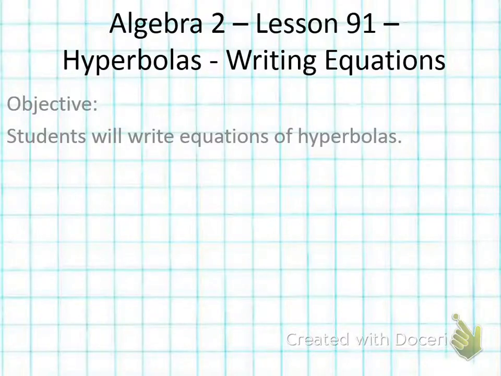Alright, this is lesson 91, hyperbolas, writing equations with given information. The goal for today, you're going to be writing equations of hyperbolas. So we're going to be looking at given vertices, co-vertices, I'm going to call them something different today, and also foci, and you need to take that information and go backwards and write the equation of a hyperbola. Okay.